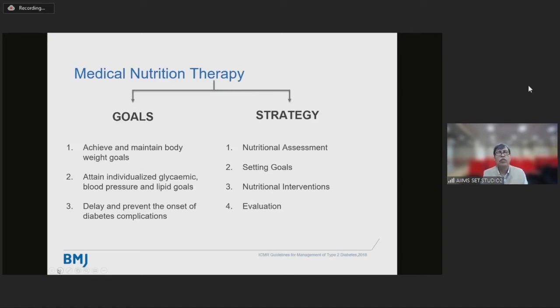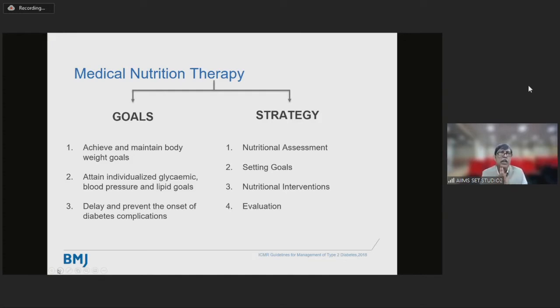Medical nutrition therapy, what are our goals and what is our strategy? The first thing is, if you're at your ideal body weight, to maintain that body weight goal. If you're overweight, to bring the weight down to what is ideal body weight, and that's pretty simple, I'll show you the formula in a minute, but in any case, it's your height in centimeters minus 102.9 or thereabouts, and you're fine with that. Achieving individualized glycemic, blood pressure, and lipid goals. And as always, prevention and delaying the onset of complications.